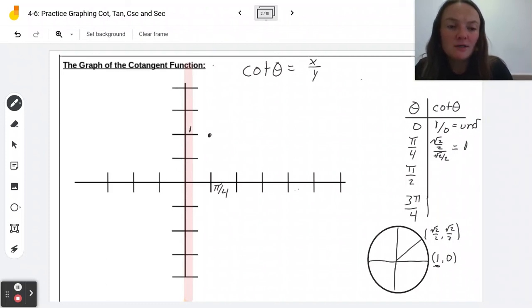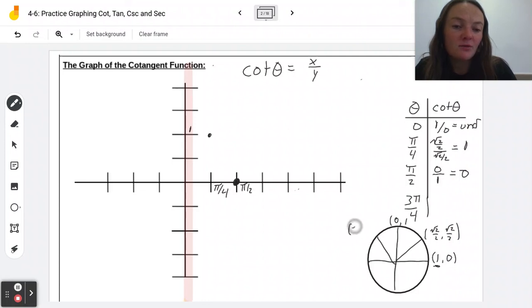At pi over 2, that's the ordered pair 0, 1. X is going to be 0, y is 1, and 0 over 1 is 0. And so what we're going to get here is that at pi over 2, we should be at 0. Let's go over to the next one.